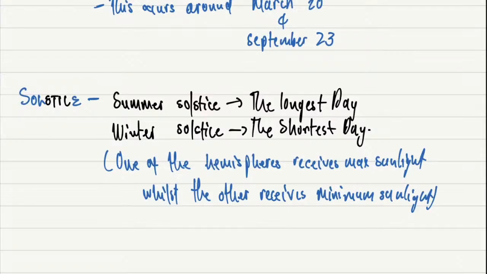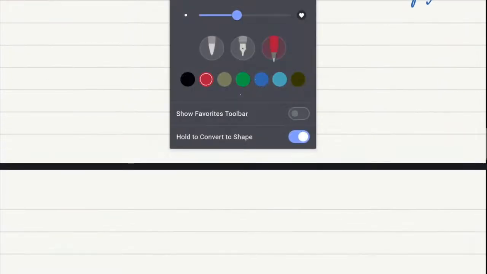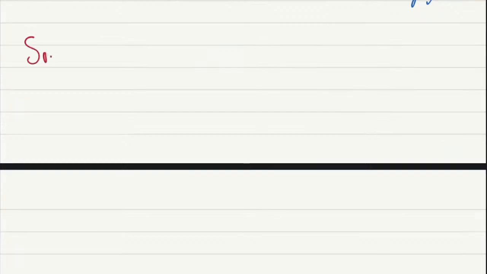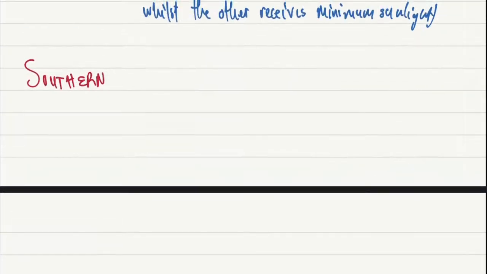Okay. Now, let me just give you a background on this. Let me just give you a background on the solstices. Right? You want to write? Write here to say the southern and the northern hemisphere, because this is where a lot of people get confused. Southern, okay.